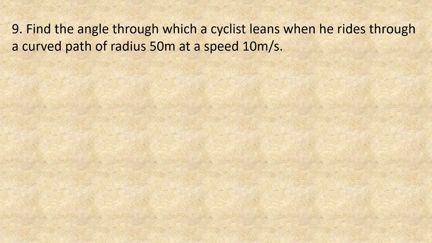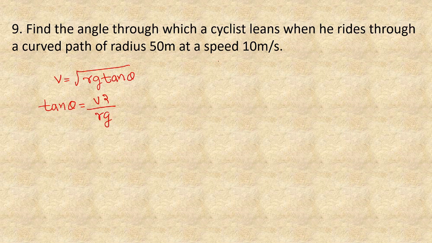We can have the formula for the optimum speed. That is, optimum speed v is equal to square root of rg tan theta, or we can have tan theta is equal to v square by rg. Okay, so this is the formula.